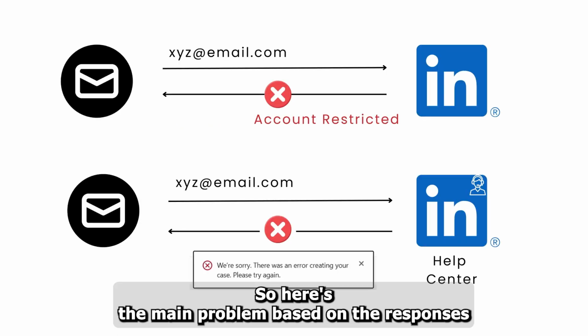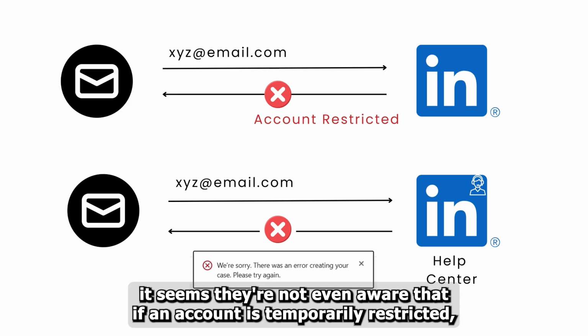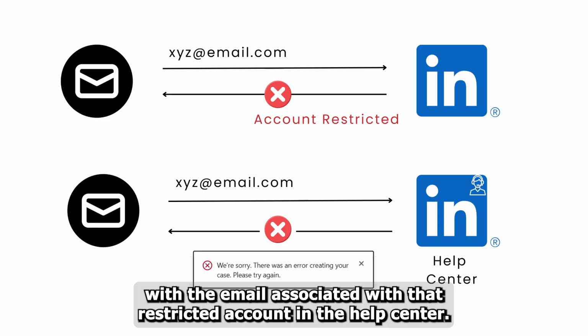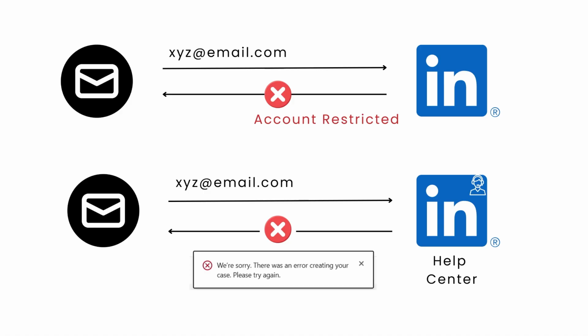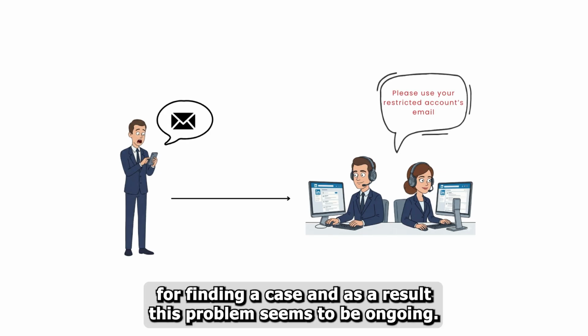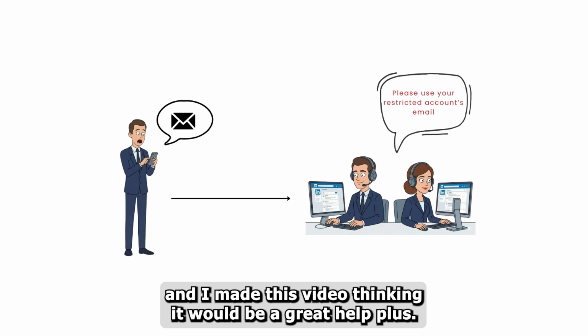So here's the main problem. Based on the responses I got from LinkedIn customer support and their help center forum, it seems they are not even aware that if an account is temporarily restricted, you cannot create a case, ticket, or file a complaint with the email associated with that restricted account in the help center. But the LinkedIn team insists you use that email for filing a case, and as a result, this problem seems to be ongoing. If you check LinkedIn support on X, there are thousands of people reporting the same case every second. And I made this video thinking it would be a great help.